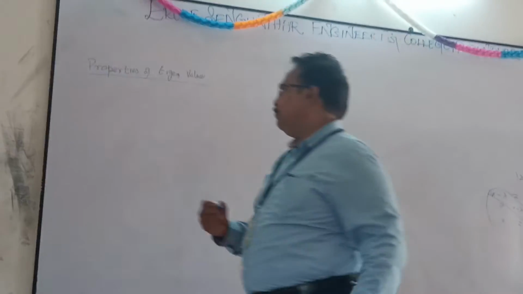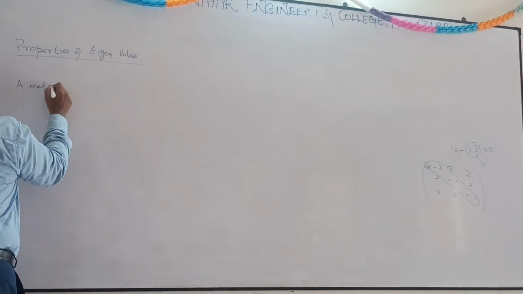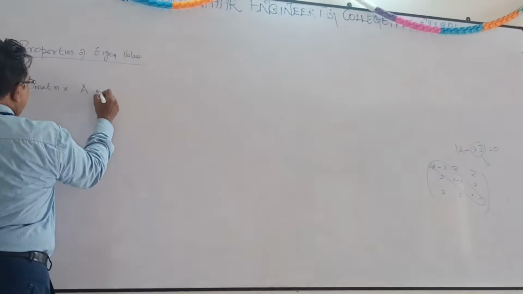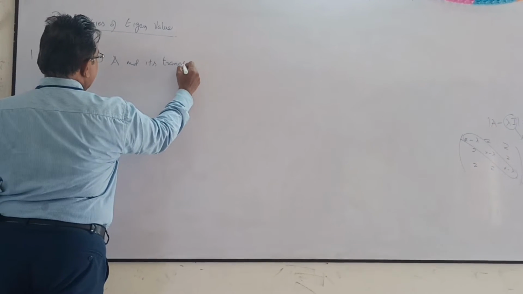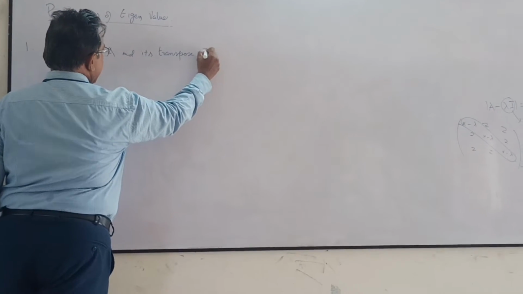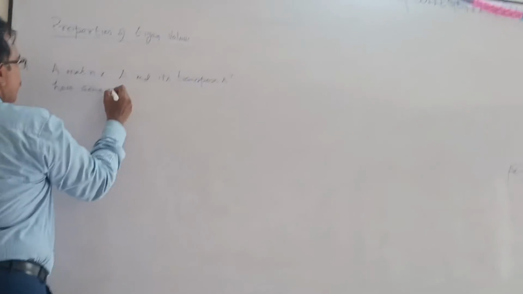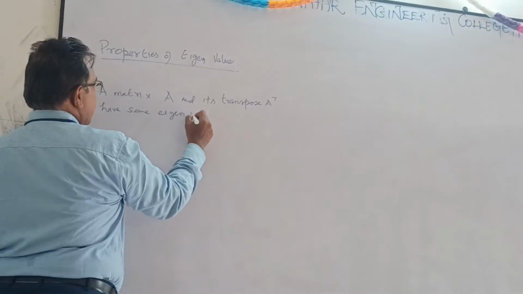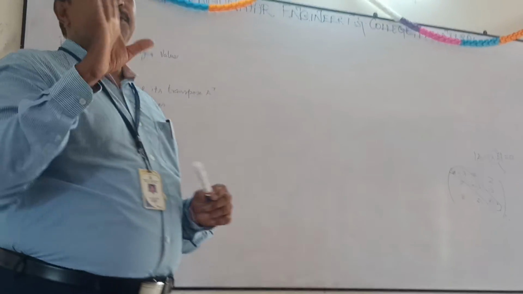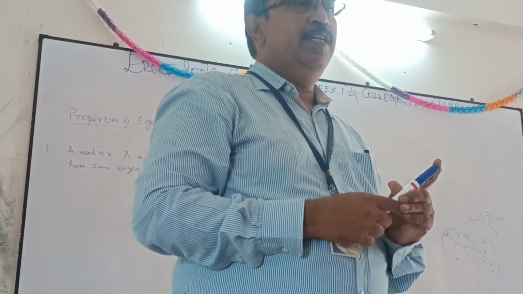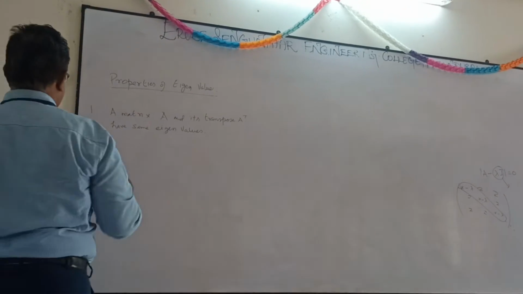So, what is the first property? A matrix A and its transpose have the same eigenvalues. This is the first property. Okay. Second property.